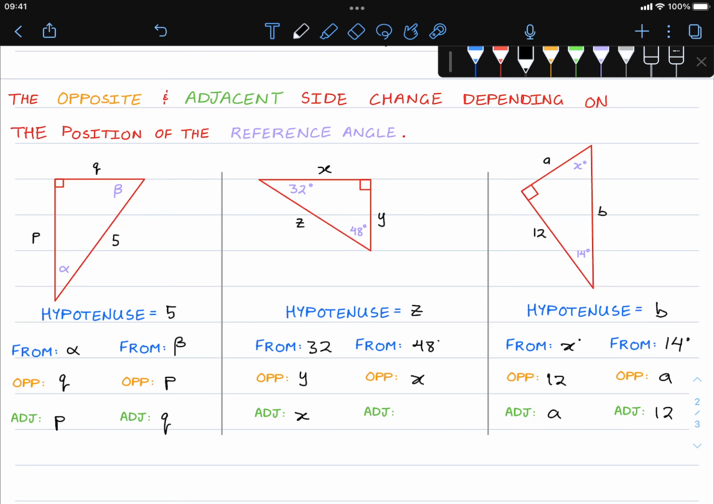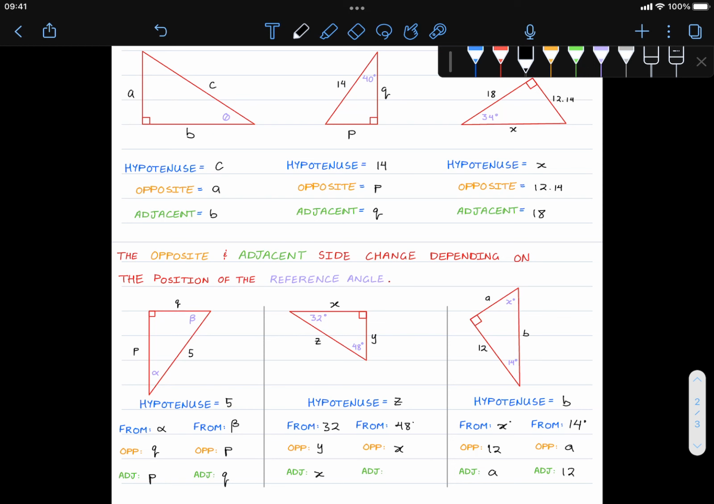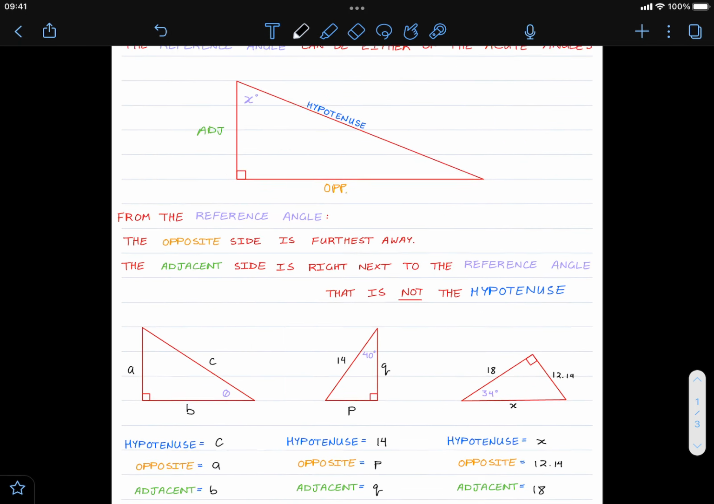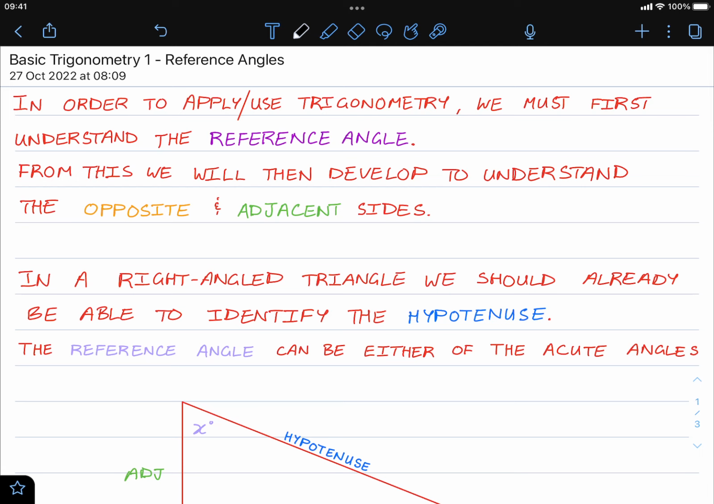So I hope that gave you an insight into the reference angles and learning what opposite and adjacent is depending on the angle we are referencing from. So I hope that gives you an insight into reference angles, opposites, and adjacents.